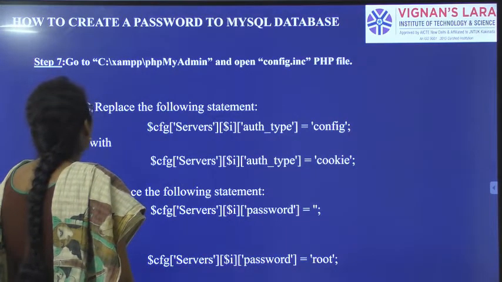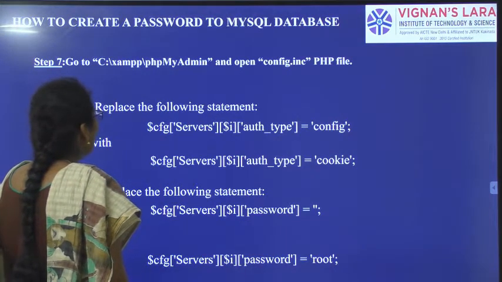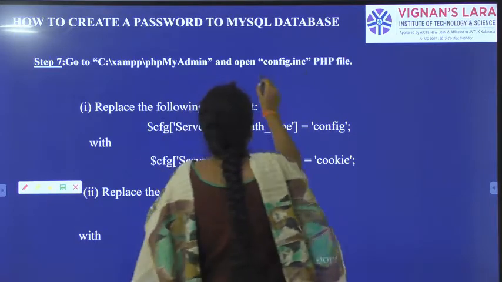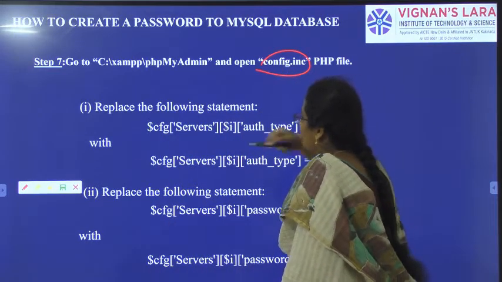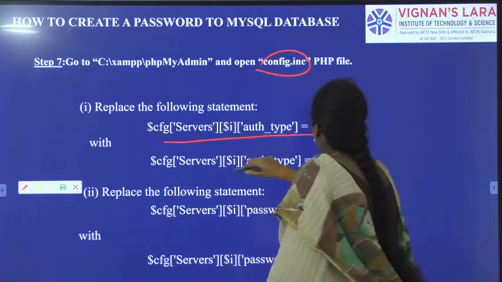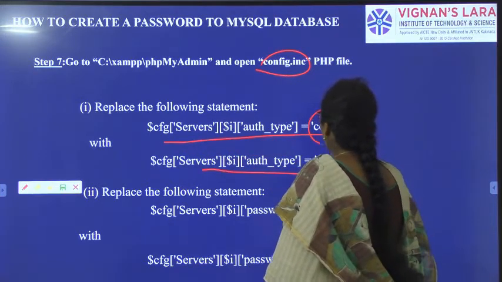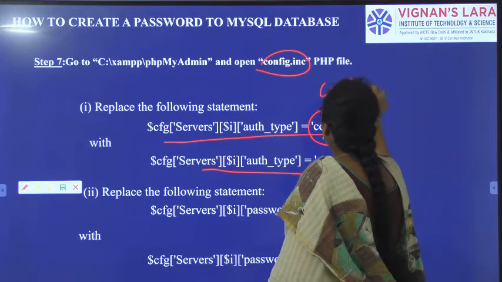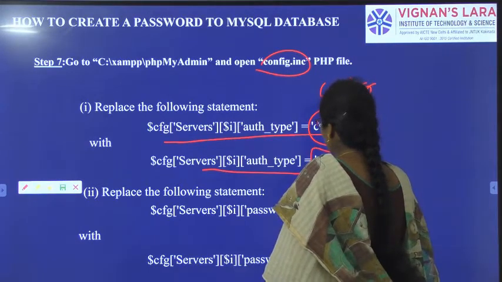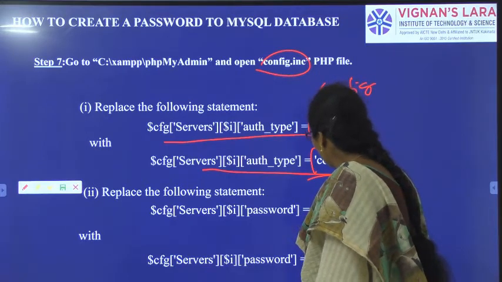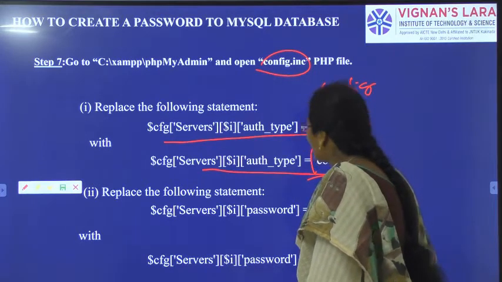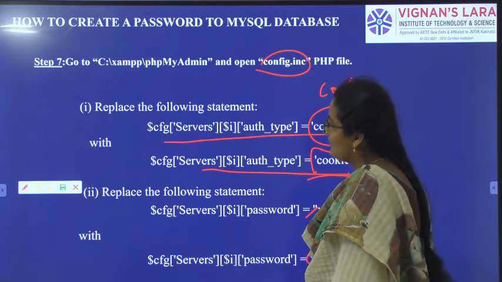So go to XAMPP, C drive, XAMPP phpMyAdmin and open config PHP file. After that you have to replace this statement with this. Means you will have the statement with config. That statement you have to change with cookie. And you want to replace the statement of password double quotations with password root. So these 2 changes you have to do.